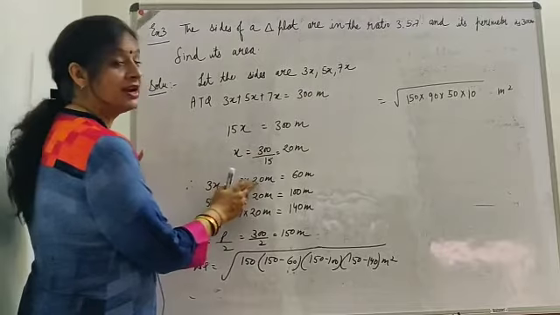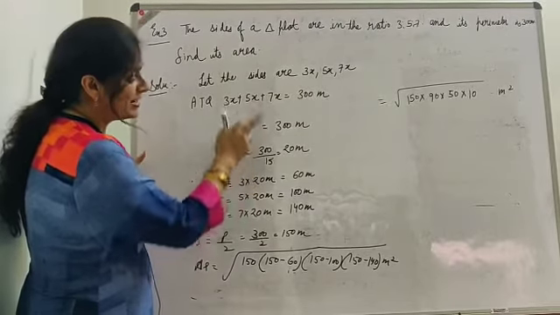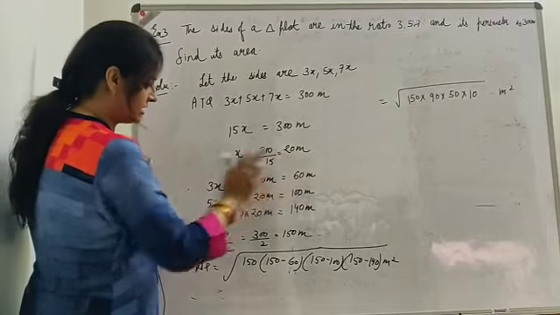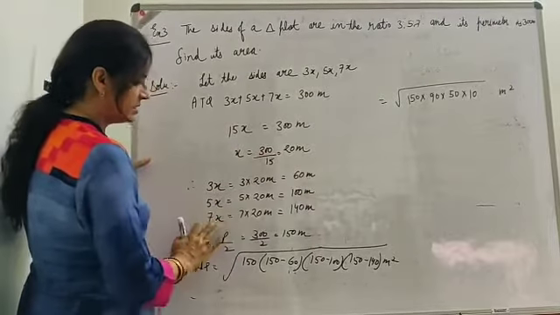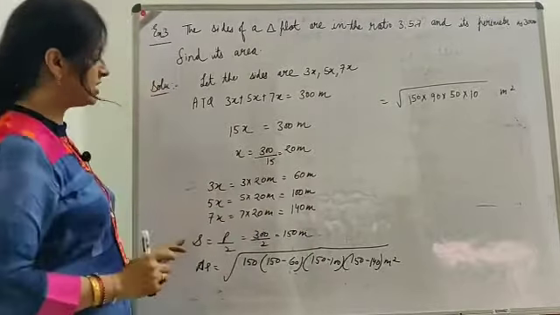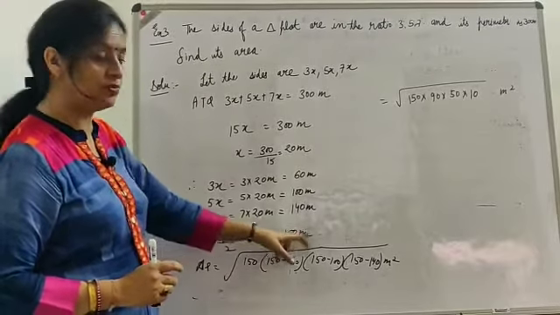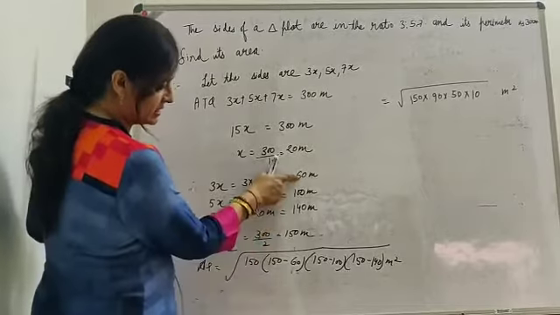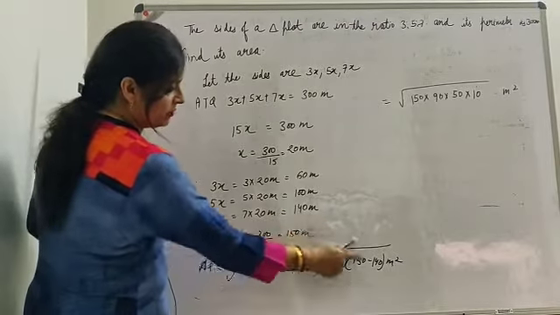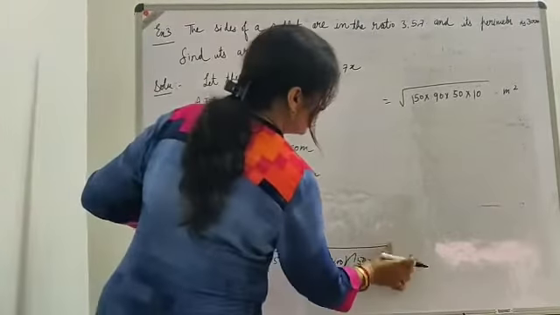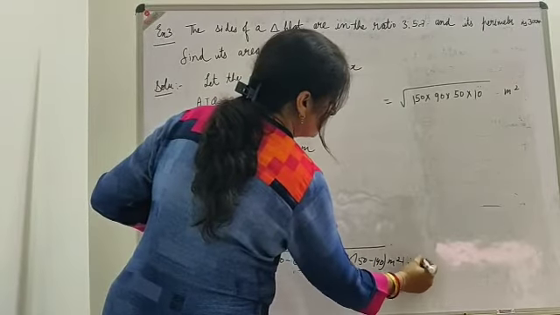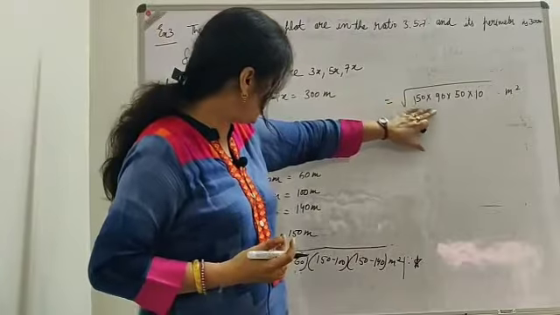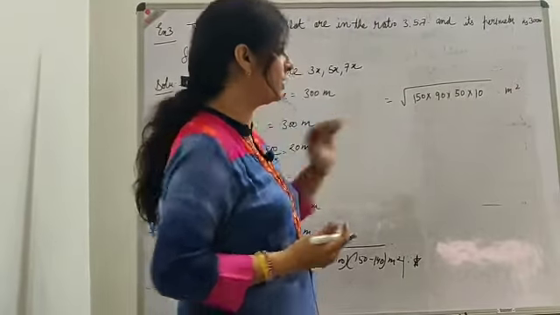3x is equal to 3 into 20. By chance, I have multiplied earlier by 20, here also the answer is coming as 20 only. So 3 into 20 is equal to 60. 5 into 20, 100. 7 into 20 is 140. So semi-perimeter is equal to 300 divided by 2 is equal to 150 meter. Area is equal to root of 150 into 150 minus 60, 150 minus 100, 150 minus 140 meter square, because of this star formula which we have already said. That is equal to root of 150 into 90 into 50 into 10.